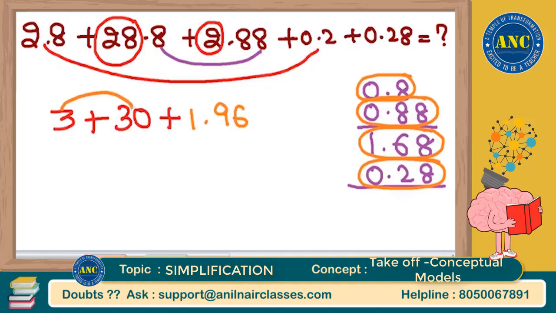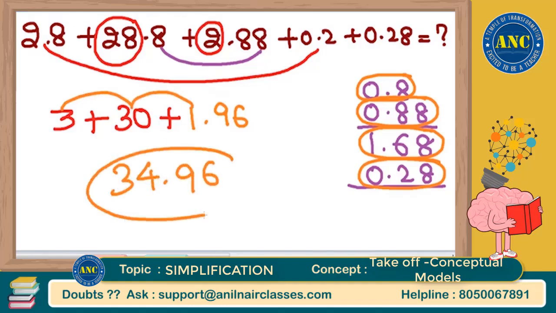Final answer is 33 plus 1.96? Easy. Talk in terms of rupees or paise. It becomes very, very easy for your understanding. Idea clear, sir? Talk in terms of rupees or paise. 34.96 should be the answer.